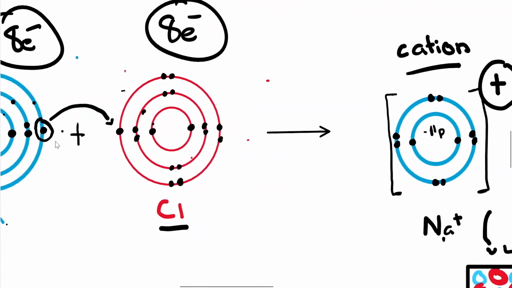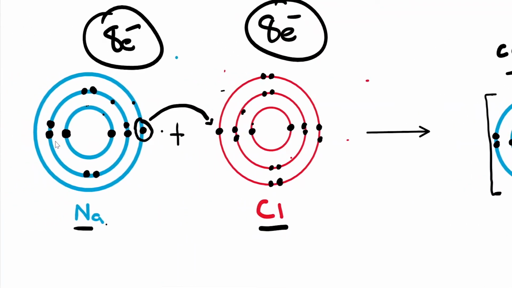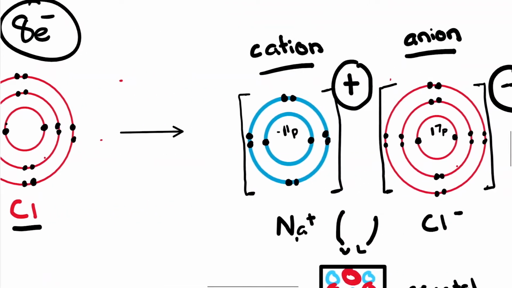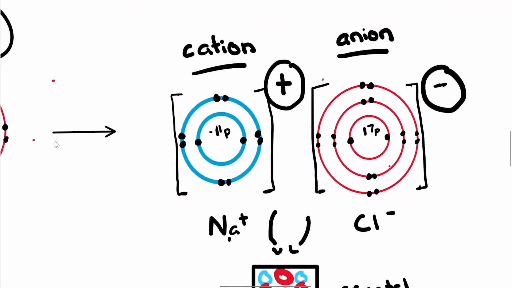So this transaction goes down. Sodium gives its electron to chlorine. It's not like covalent compounds. There's no sharing. Chlorine just takes it. It's gone. So now the sodium atom turns into a sodium ion.